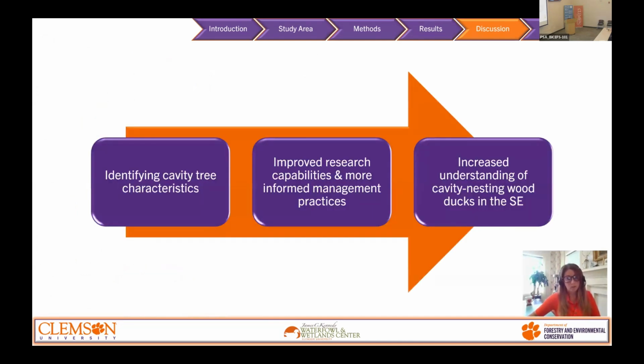Through future research, we can increase our understanding of characteristics indicative of cavity occurrence and advance our understanding of cavity nesting wood duck reproductive ecology throughout the Southeast. Improved data will facilitate future research and updated forest management practices by classifying tree characteristics indicative of suitable nesting cavities, helping forest managers understand cavity tree location and abundance, and that benefits not only wood ducks, but all cavity dependent species.